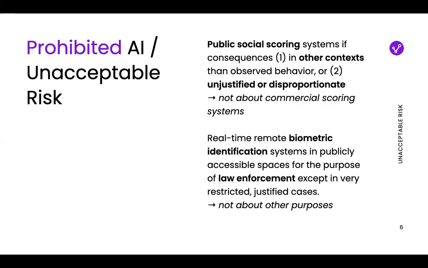And then the fourth definition is about real-time remote biometric identification systems that are used in publicly accessible spaces for the purpose of law enforcement, except in very restricted justified cases, which means that for good reasons and for very limited time, these systems might in fact be used and might not fall under this category. But it's forbidden for law enforcement agencies to establish systems like these and run them continuously. So these are the four different definitions that make up prohibited AI. Now let's move on to the next group.